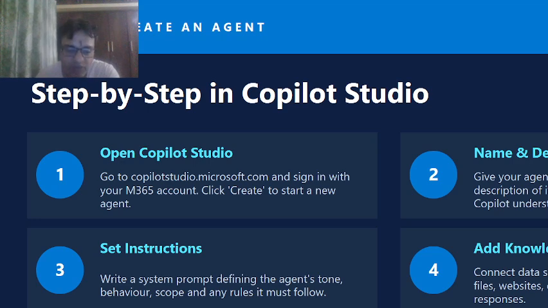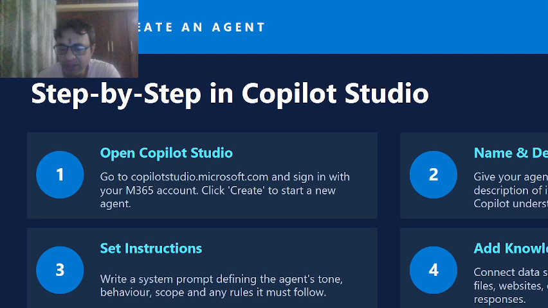Fifth step is that configure actions. So now the action is coming. So what the agent will do, the action. The agent will come back with the action. So add connectors, you need to connect the connectors to Power Automate flows so the agent can create tasks automatically and send emails or update systems.